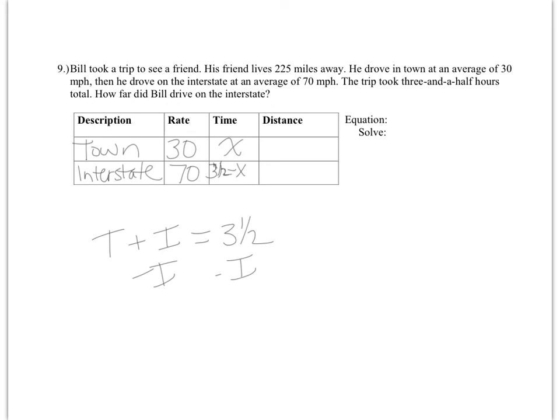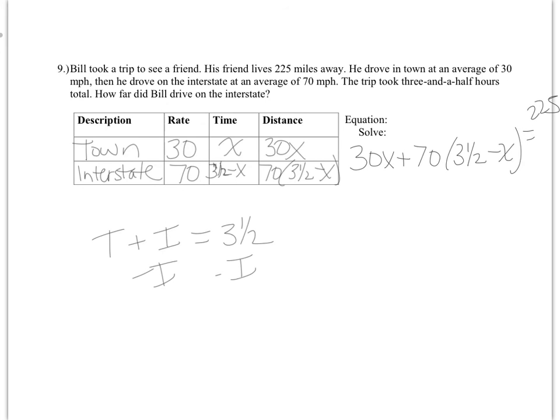Okay, so now I get the distance. The distance in town is going to be measured by 30x, and the distance on the interstate is going to be measured as 70 times (3.5 minus x). Now we know his friend lives 225 miles away, so the total distance that he's going to travel is 225. So this is another one where you're going to add. So 30x plus 70 times (3.5 minus x) is going to equal 225.